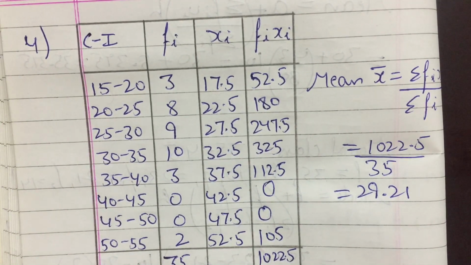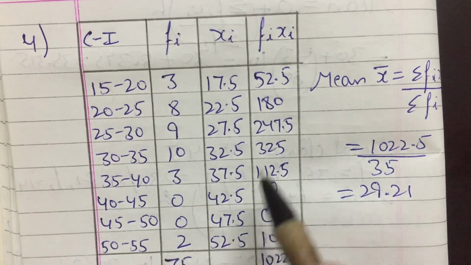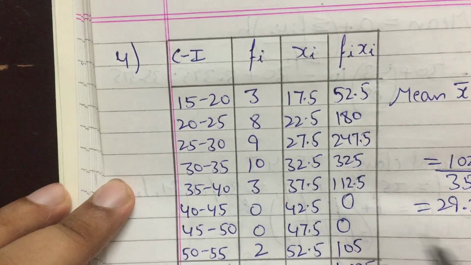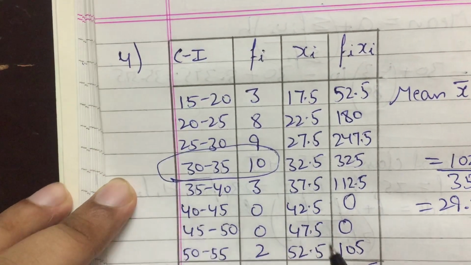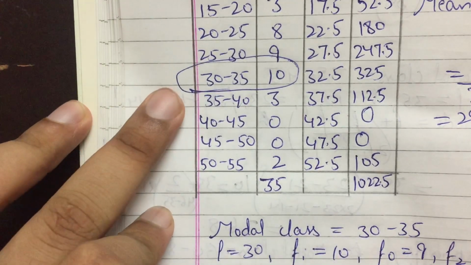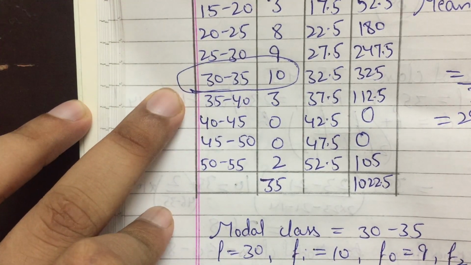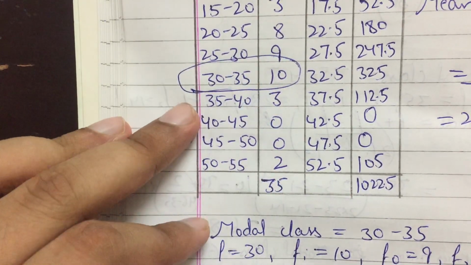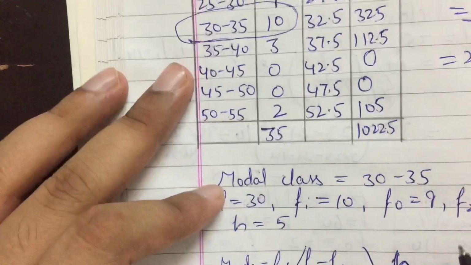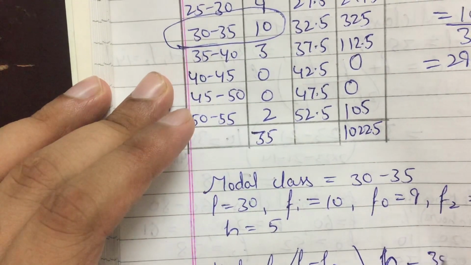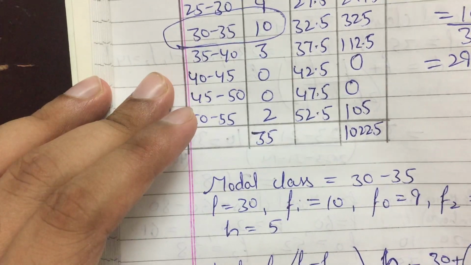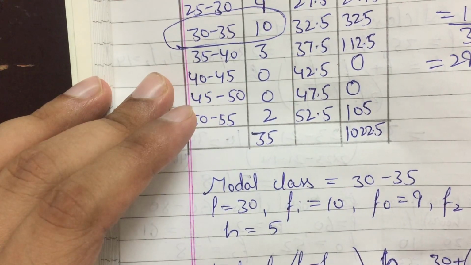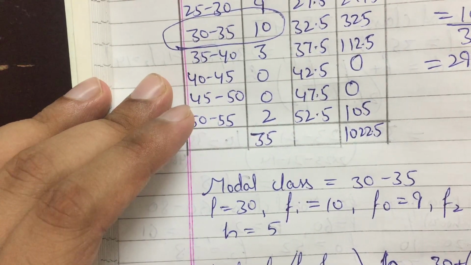So here the modal class will be the one with the maximum frequency. 10 is maximum here, so the modal class will be this one. So lower limit will be 30, frequency f1 is 10, f0 is 9, f2 is 3, h is the class size 5. So putting the values, this will be 30 plus (f1, which is 10, minus f0, which is 9) upon (2 multiplied by 10 minus 9 minus 3) multiplied by h, which is 5.